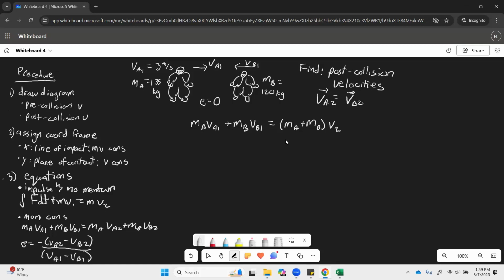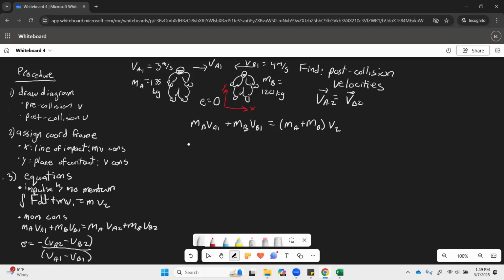So now we just need to plug in the numbers. Oh, we need to, let's say VB1 equals 4 meters per second. We needed to have that. And we'll assign a coordinate frame, and we'll say that X goes here along the line of impact and Y goes up. So we're going to put positive velocity in the positive X direction. So VA will be +3, and then VB, because he's running to the left, will be -4 when we plug into here.